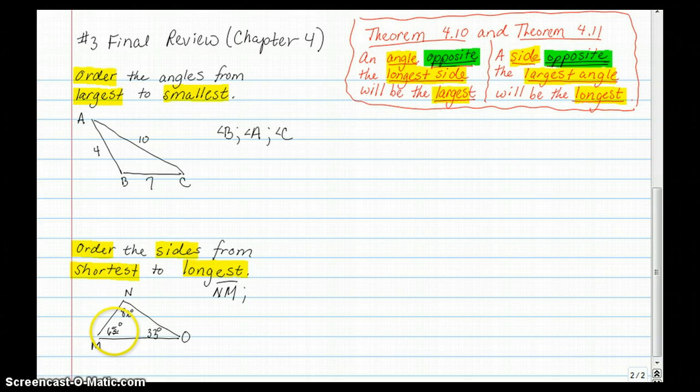Then we go to the next one, the 65 degrees is the next size angle. So we go directly across. NO would be the next size segment. And then the longest segment would be across from the 82 degrees, which would be MO. So in order from shortest to longest, it's segment NM, segment NO, and then segment MO. I'd like you to do the next 2 problems, and then turn the recording back on, check your answer.